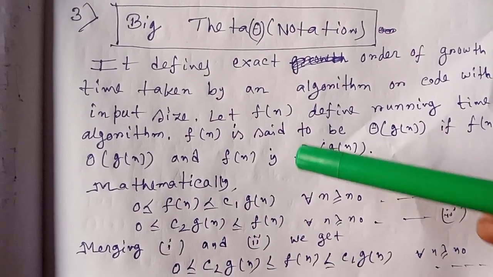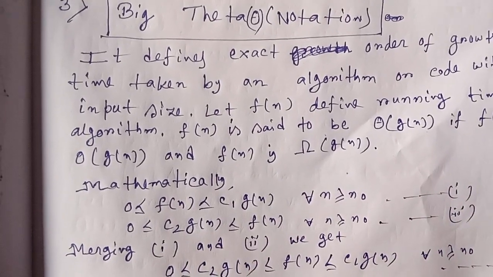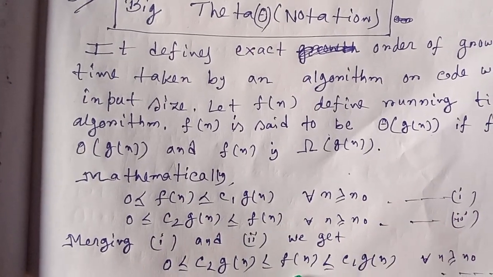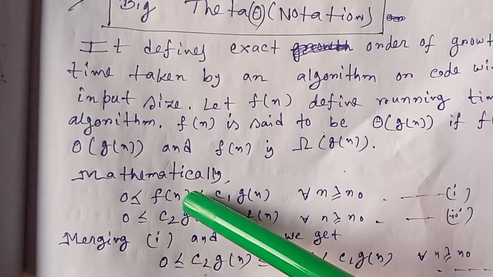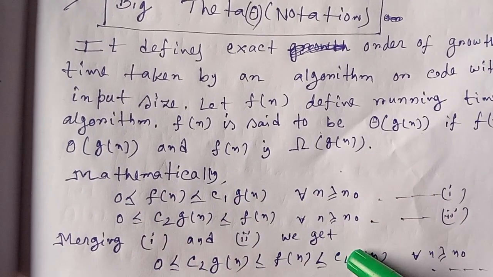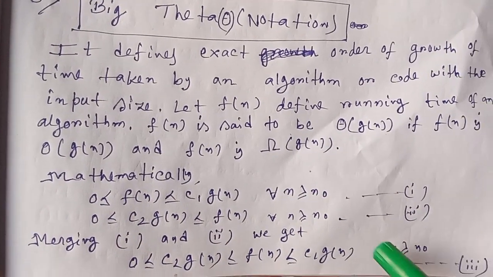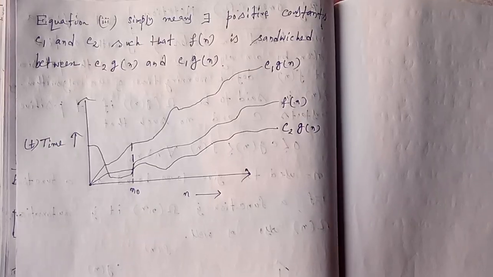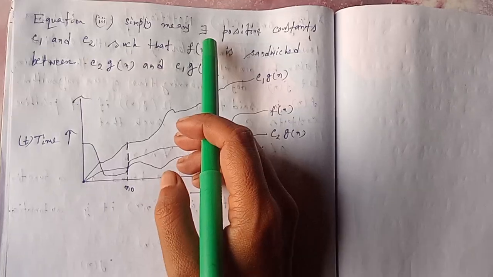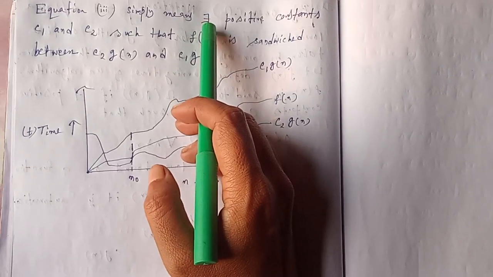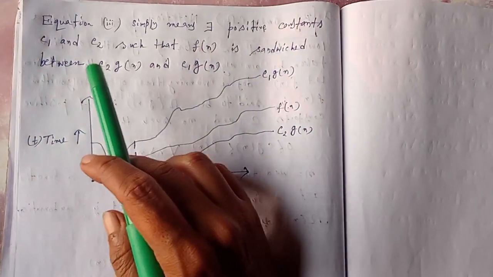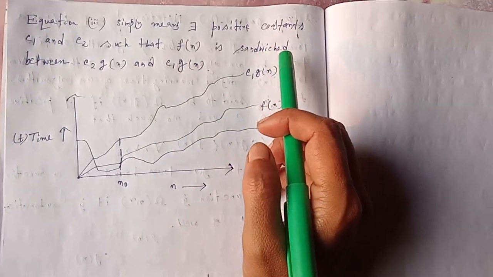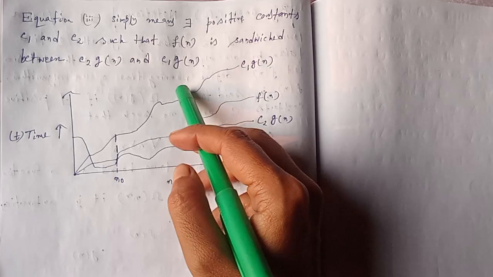Now, combining or merging equation 1 and 2 we get: from equation 2 we have 0 ≤ c2 g(n) ≤ f(n), and from equation 1 we have f(n) ≥ 0 and f(n) ≤ c1 g(n). Combine this for all n ≥ n0. This is our equation 3. Now, equation 3 simply means that there exist positive constants c1 and c2 such that f of n is sandwiched. Always remember, it is sandwiched between c2 g(n) and c1 g(n).